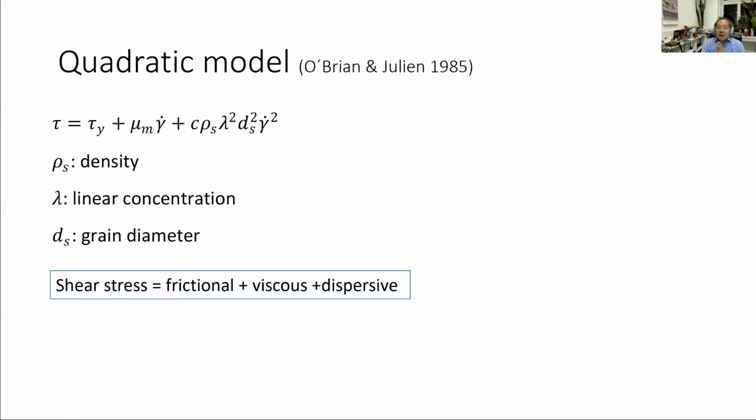It may have different microscopic origins. You may have this kind of quadratic dependence for dry granular flow, but you may also have this quadratic dependence for a submerged flow, right? Good. These are things we know.